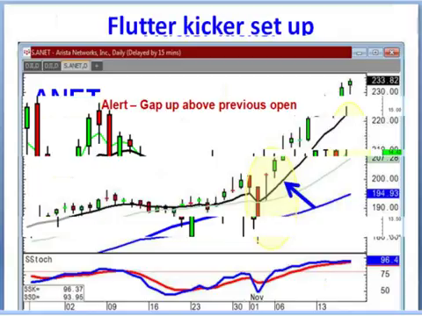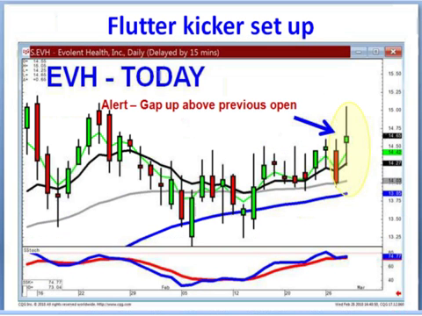So this one was today, EVH. Notice what it did. It opened up here after closing here. So what's this tell us about trading tomorrow? If this opens positive tomorrow, we're buying immediately because we've got a bullish flutter kicker coming out of a fry pan bottom.